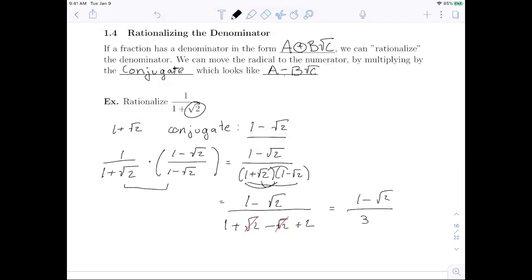Did I do everything right? Oops, I messed something up. What did I do? Yeah, it's minus 2, right? Positive square root of 2 times negative square root of 2, so there's a negative. So there's a negative 1 right here. Oopsies.